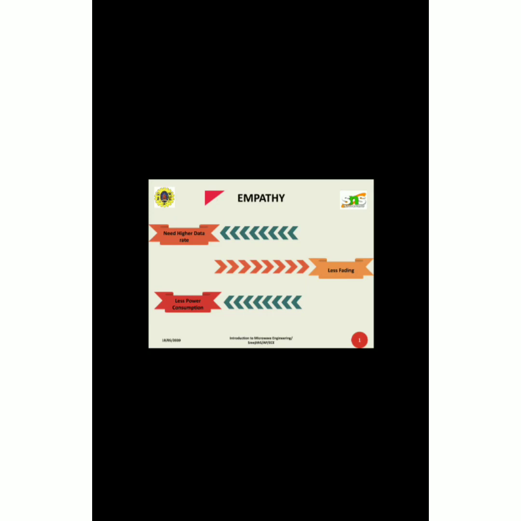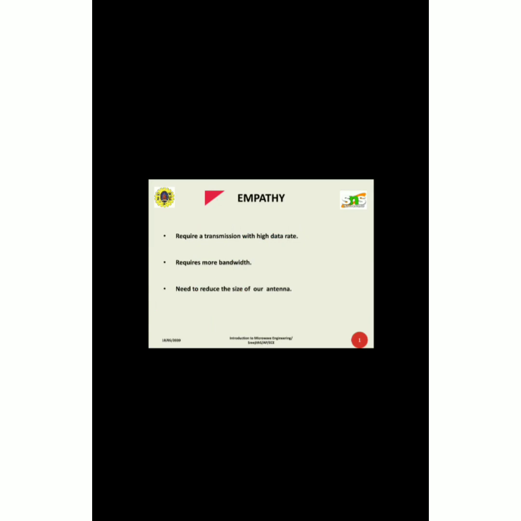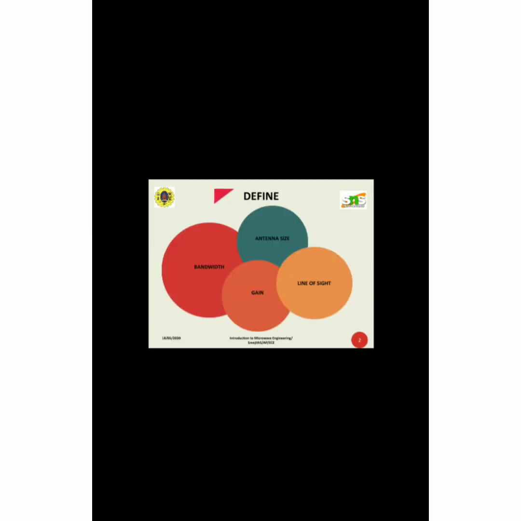So here we have an empathy part, that is, we need a high data rate, we need less fading and less power consumption. So these are the problems that we encounter during communication, and we have to overcome these problems. So we need to look into a suitable form of communication system that provides a higher data rate, provides good bandwidth, and will reduce the size of my antenna.